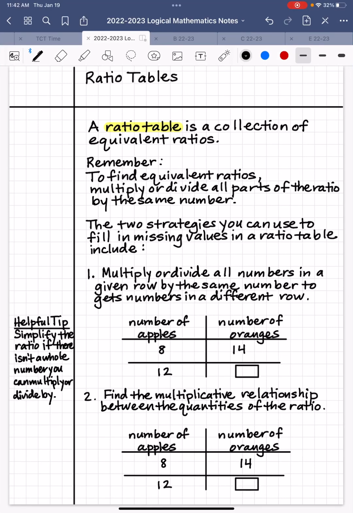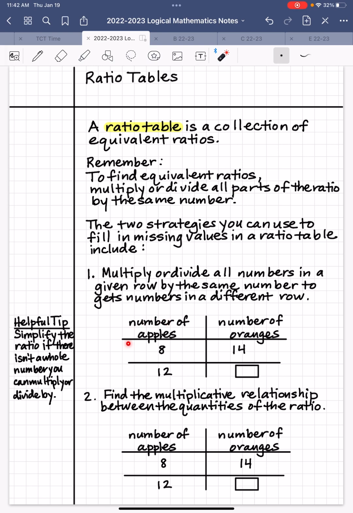In this video, we're going to be learning how to fill out ratio tables. And I'll start off by saying that a ratio table is simply a collection of equivalent ratios. And as we've talked about before, to make equivalent ratios, we either multiply or divide all the parts of the ratio by the exact same number, okay?